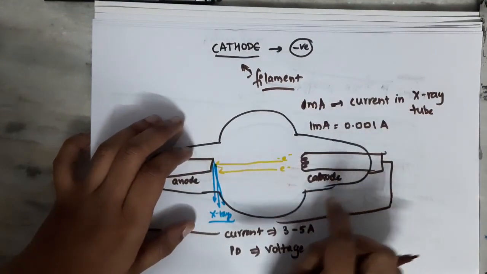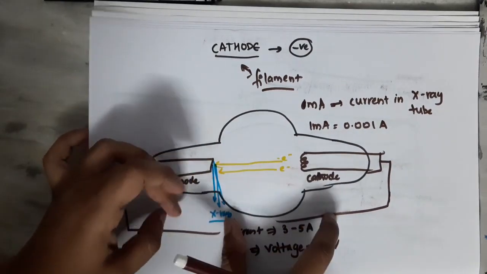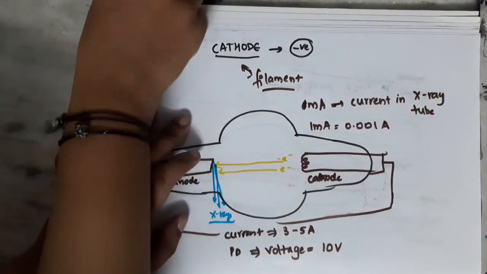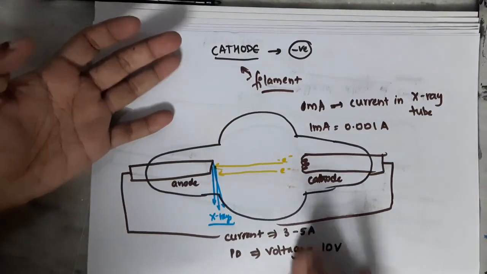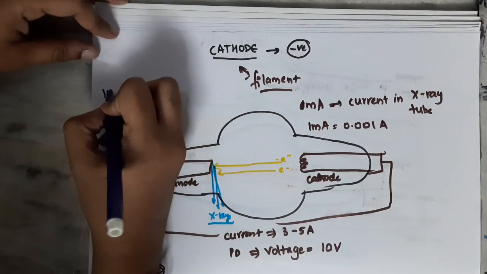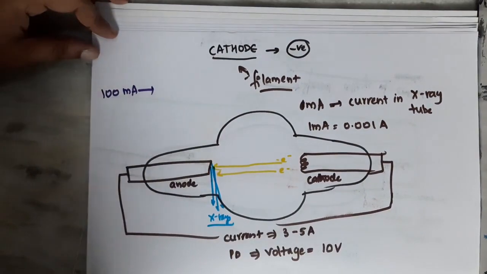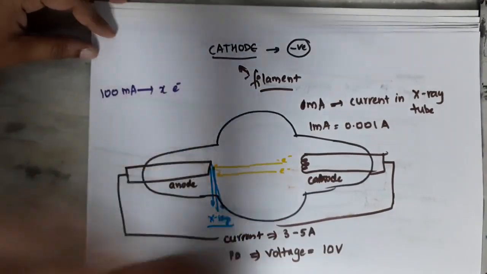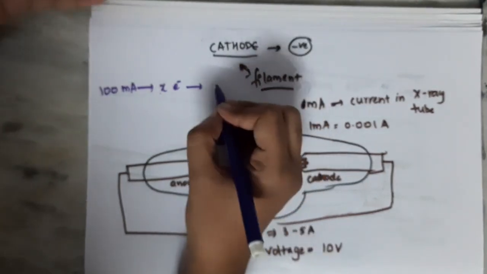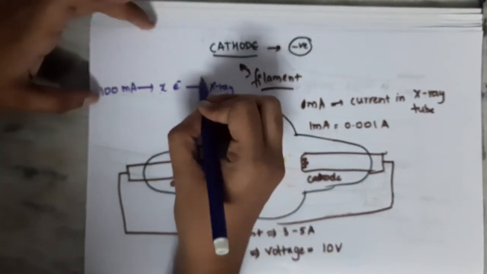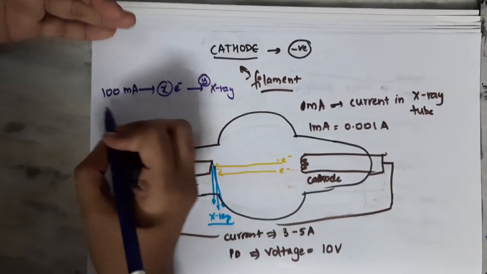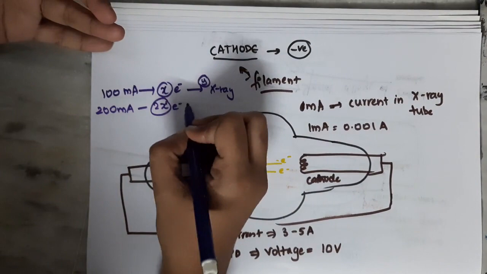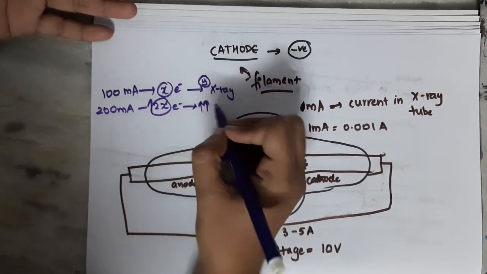Whenever we give a certain amount of tube current to the X-ray tube, this helps in the release of electrons. If we want more electrons, we have to give more tube current. If we give 100 milliamperes of current to this X-ray tube, it may produce some X electrons, which will produce some Y amount of X-rays. If we double the tube current, it will produce 2X electrons, or more electrons, and this will also produce more X-rays.